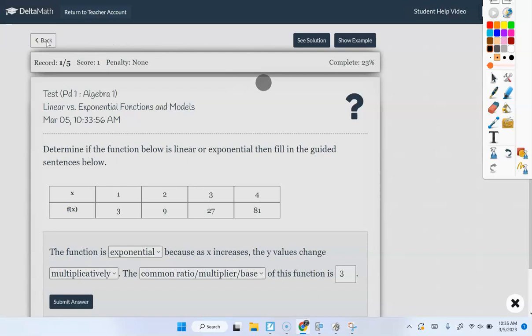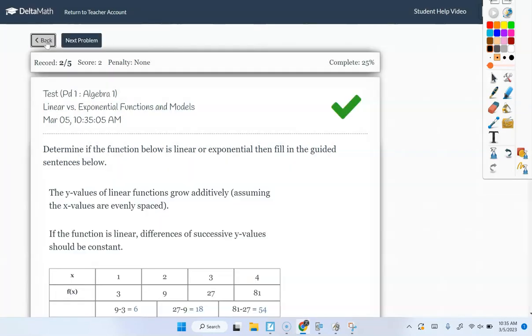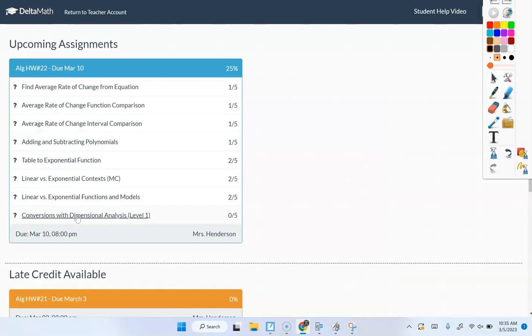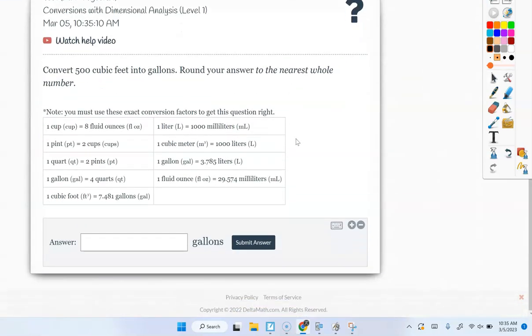All right, we're going to take a look here at our last concept, which is conversions. So conversion is a continuous multiplication problem. It's asking us to convert 500 cubic feet into gallons. There's going to be a lot of math involved here, so you're definitely going to need a calculator. So I have 500 cubic feet, 500 feet cubed, and I want it to be in gallons.